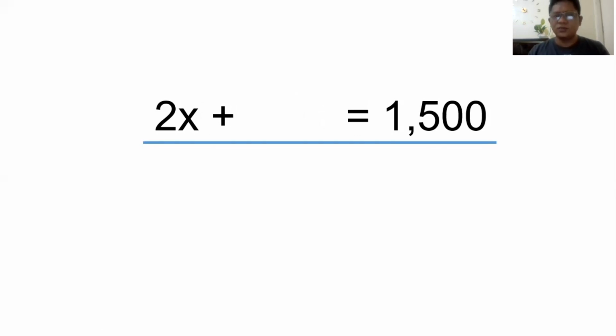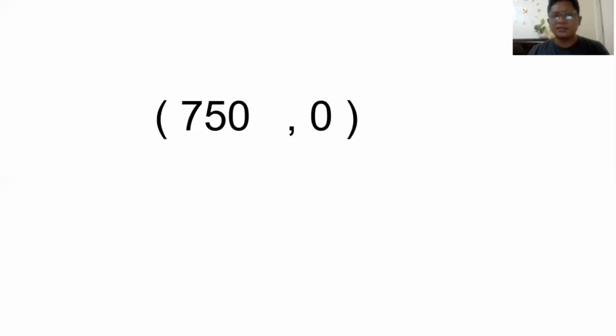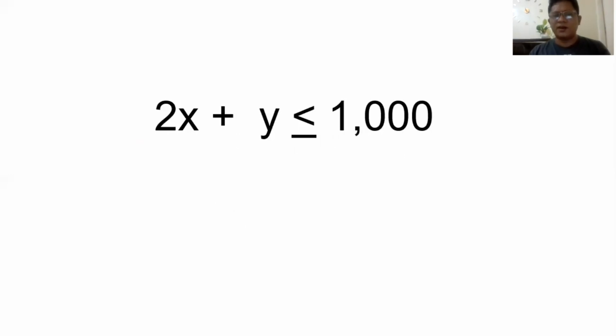So the same process, to isolate x, we will multiply both sides by 1/2 or divide both sides by 2. So what remains is x is equal to 750. So when y is 0, x is 750. So we now have, for our constraint 1, if x is 0, y is 500, and if x is 750, y is 0.